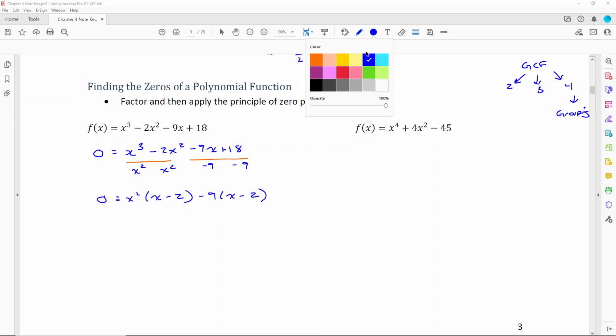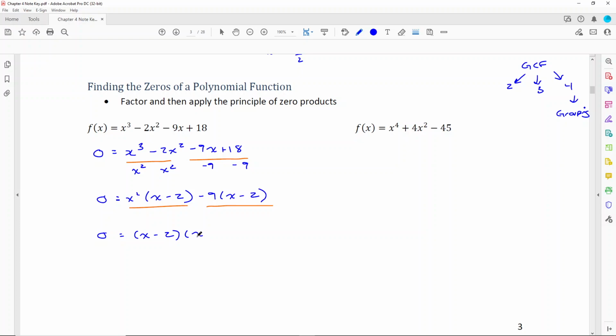If you've done it correctly, you will be left with two terms that have a greatest common factor. In other words, the bracket has to be the same. If the bracket's not the same, you have not done it correctly, or it wasn't factorable by grouping. So I'm going to pull out that x minus 2, and I'm left with x squared minus 9. Now, it has to be a product of linear factors. So this one is not linear, so I can go further.